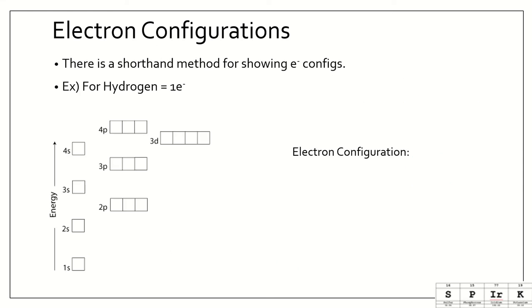So there is a shorthand method for showing electron configurations. First we'll show it with the energy diagram. For hydrogen, we just have 1 electron, so we need to obey all our rules. The Aufbau Principle says that we start at the bottom. So we just place our 1 electron alone, and it's in the 1s orbital. So our electron configuration, or our shorthand method, looks like this. We first name the orbital that we entered, so 1s, and then using a superscript, we say how many electrons there are. So 1s1.